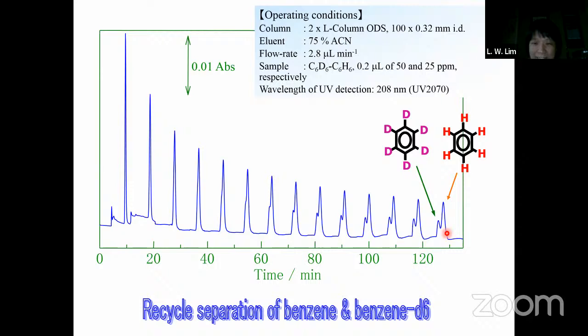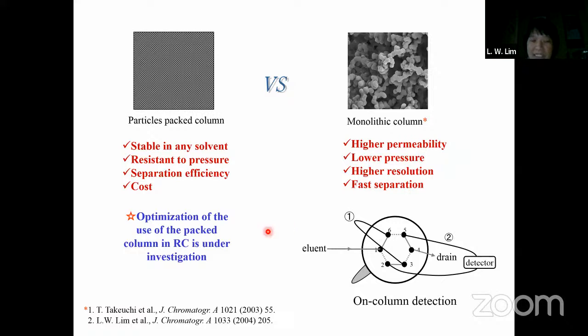Okay. Anyway, this is the first trial. I just used an ODS column, 10 centimeter, 0.32 mm. It is a capillary system, and the capillary system was so short that it was so easy to set up. And then I modified the system with a monolith column.